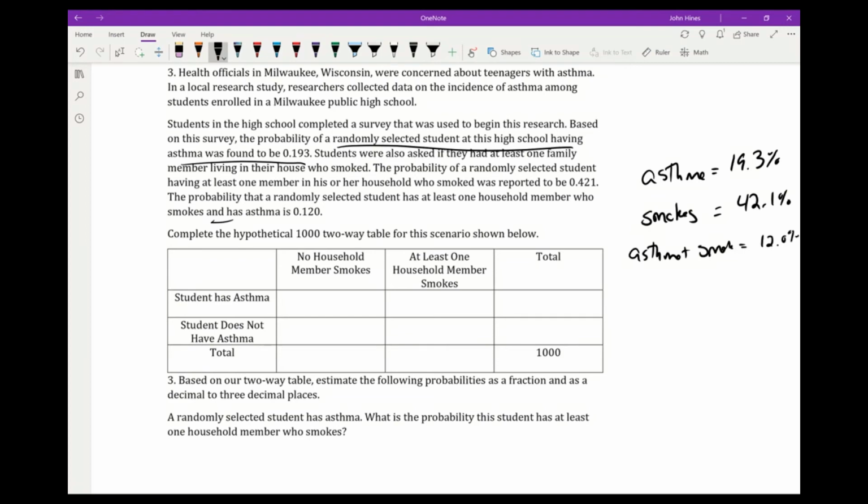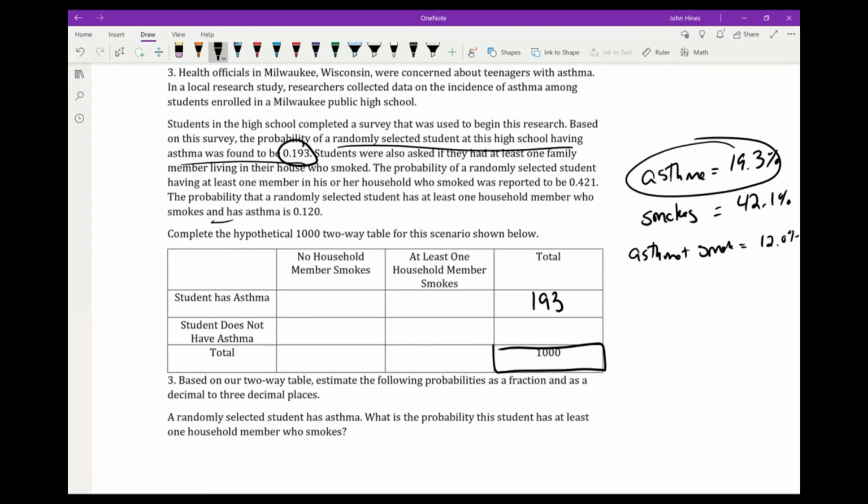So what we're going to do is make a hypothetical 1,000 two-way table. I don't know how many kids are in this Wisconsin school, but I'm going to assume there's 1,000. And then I can pretend I have 1,000 kids in this two-way table. So how many kids have asthma? Well, 19.3% of 1,000 would be 193. So has asthma overall is 193. That came from right here. I multiplied it by 1,000.